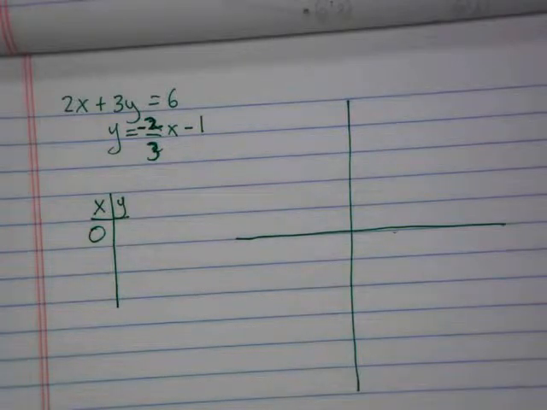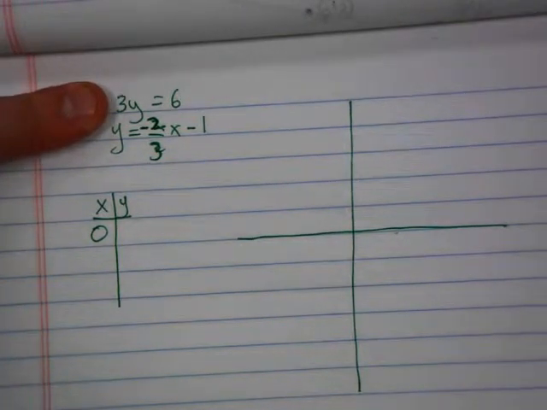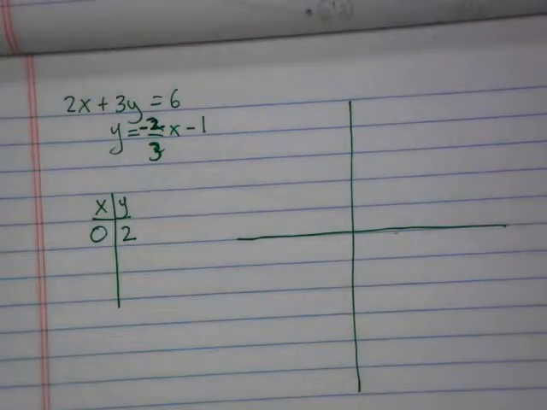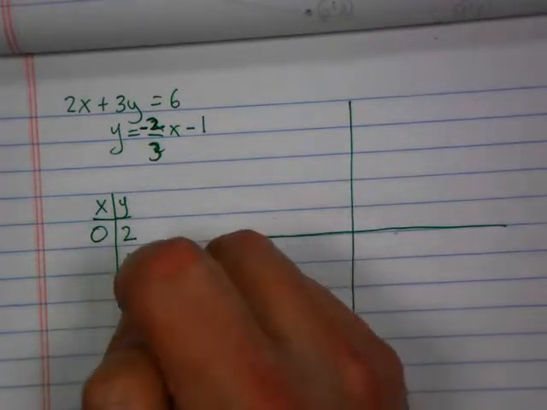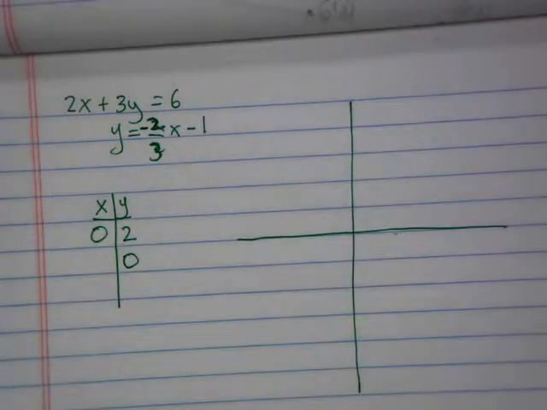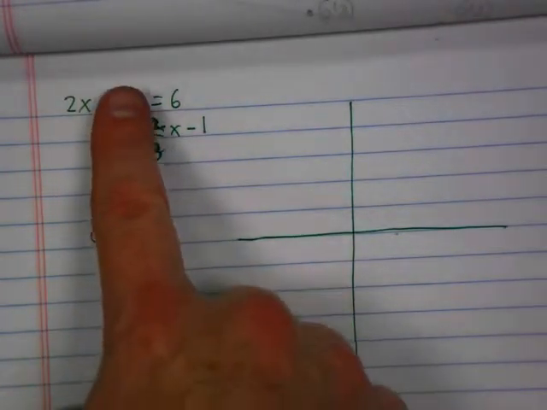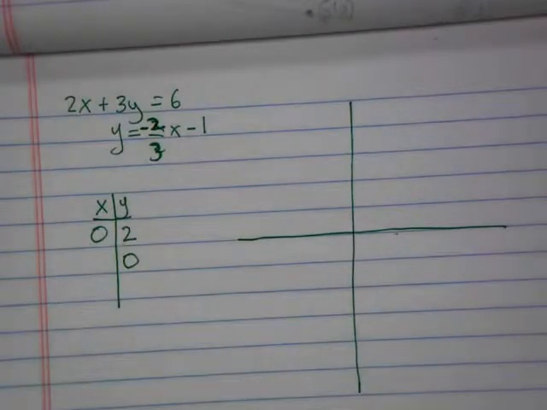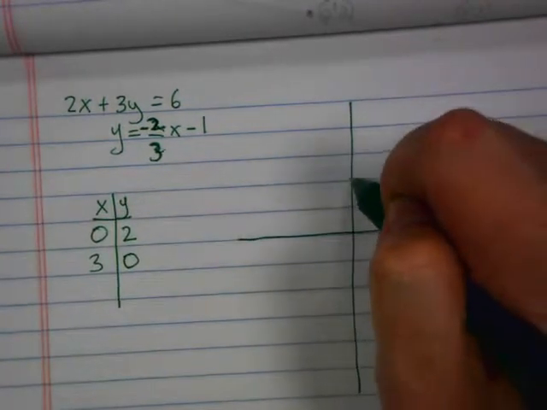What happens when you plug 0 in for x? The 2x goes away. So you're left with 3y equals 6. You divide both sides by 3. y is 2. So that gives me the y-intercept. And then I switch it and I find the x-intercept. To find the x-intercept, I plug 0 in for my y number. What happens when I plug 0 in for my y number? I get x is 3. That's exactly right. 2x equals 6. So x has to be 3. So I have 0, 2.